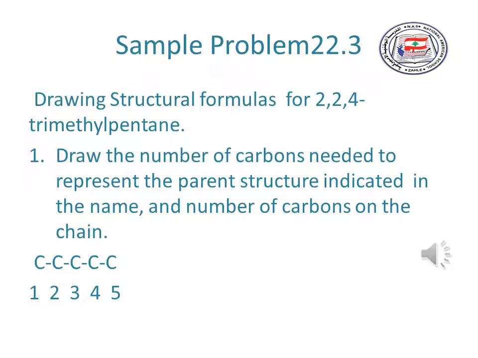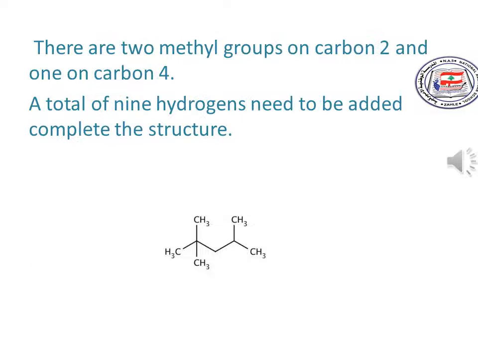Sample problem 22.3. We need to draw structural formulas for a branched chain alkane. The question is, draw structural formulas for 2,2,4-trimethylpentane. So step 1. Draw the number of carbons needed to represent the parent structure indicated in the name and number the carbons on the chain. So, pentane, meaning it has 5 carbons. You draw the 5 carbons and you number them.